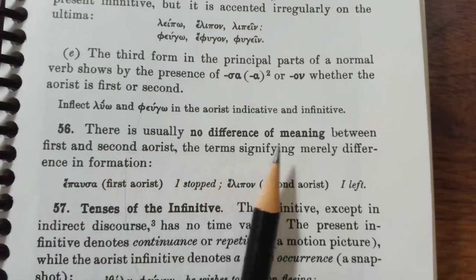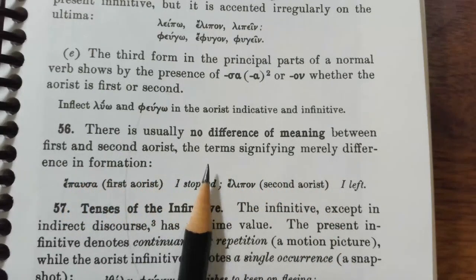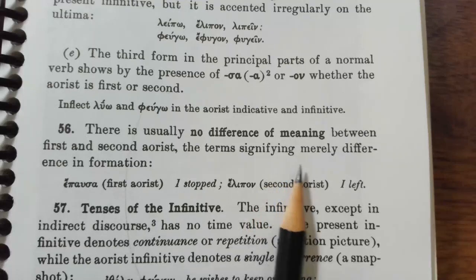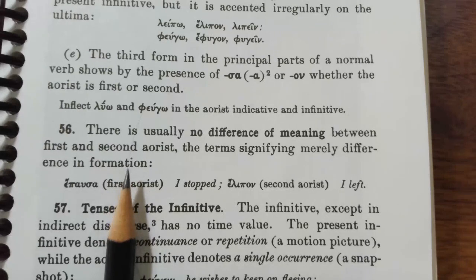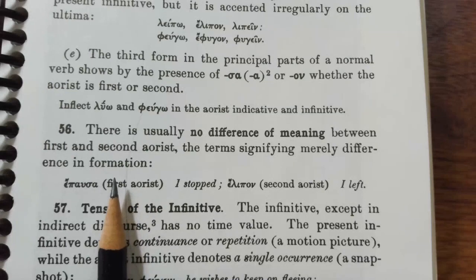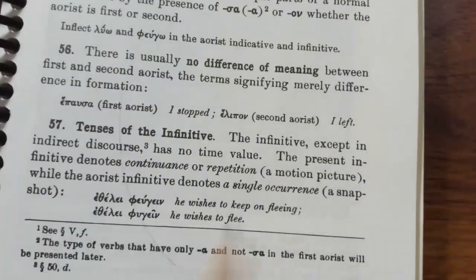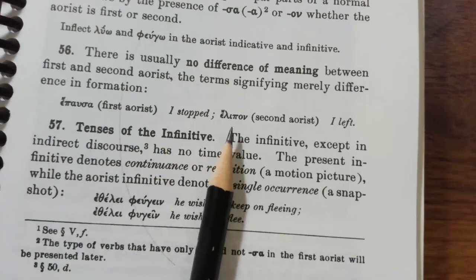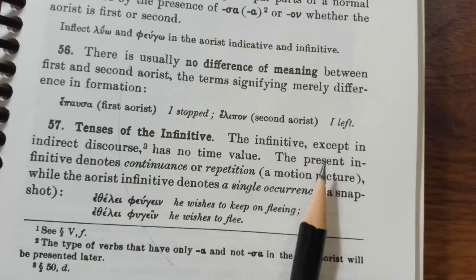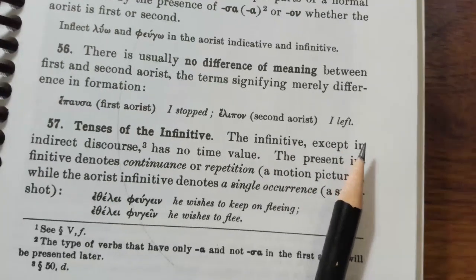Number 56, there is usually no difference of meaning between first and second aorist. True. The terms signify merely a difference in formation. Yes, true. It's fun to think about why some words would use the root for the aorist and other words would use the present stem for the aorist. That's a fun thought experiment. But I won't do that right now for you. I'll let you do that on your own. Okay, so we have a pausa, first aorist, I stopped, and then elipon, root aorist, I left. Okay, versus the imperfect would be like I was leaving.